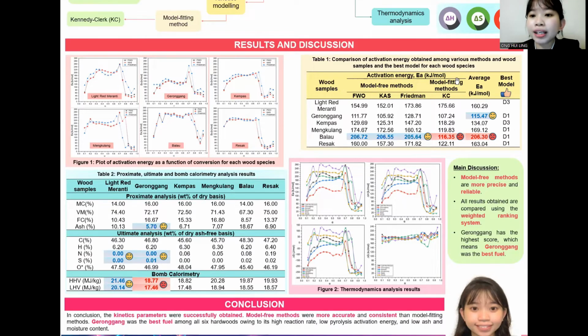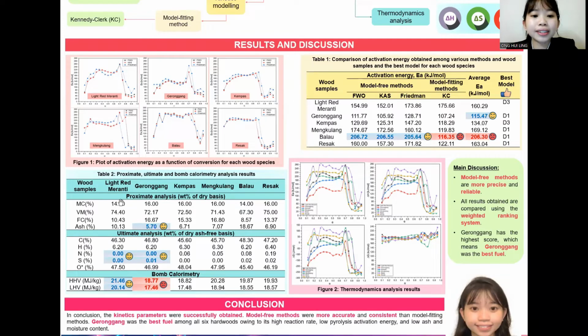Next, Table 1 shows the average activation energy and the best model for each wood species. Both model-free and model-fitting method give similar result except for balau, where model-fitting method give result almost half of the model-free methods. The results suggested that model-free method are more accurate as model-free method shows similar value. Next, from Table 1, kelongkang showed the lowest pyrolysis activation energy. Thus, kelongkang was the best field as it required the least amount of energy to burn. Besides, D3 model was the best model for light red melanti and kempas, while D1 model was the best for kelongkang, mengkulang, balau, and resak.